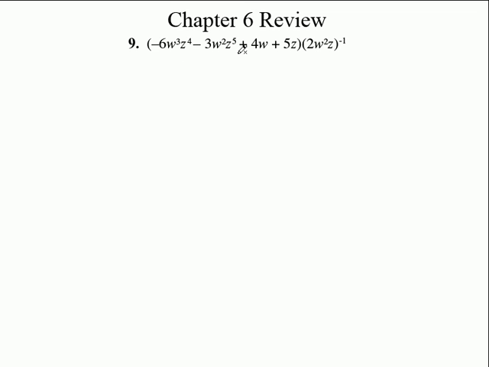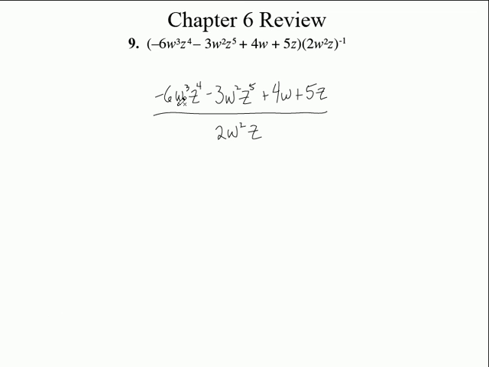Okay, number 9. This kind of looks like a multiplication problem. You've got the parentheses and you don't have any signs in between. It looks like it's being multiplied, and it kind of is. But if you look at this, it's to the negative first. To the negative first means we're going to take this, throw it to the bottom, which really turns it into a division problem. So let's write it down and look at it as a division problem. This is the same thing as this right here, just dividing by 2w squared z instead of multiplying by the inverse. That's the same thing, isn't it?